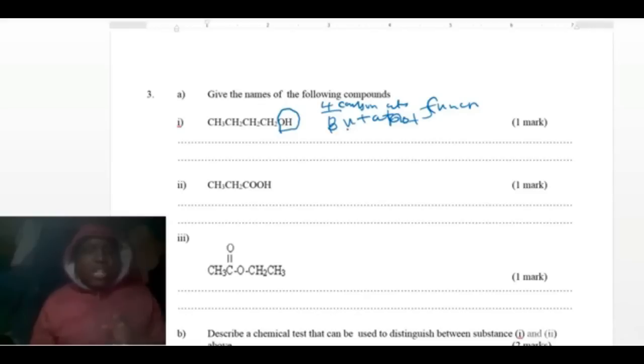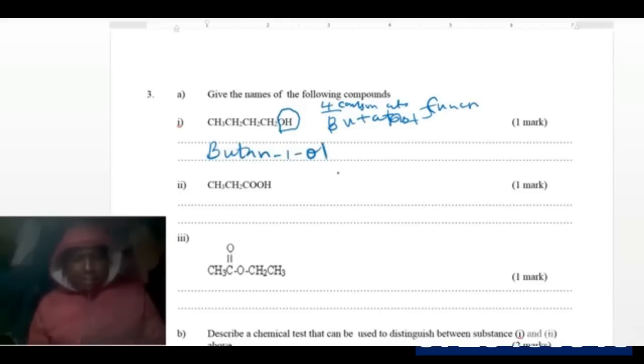So butanol is the alcohol, but is that the name? No. Look at where the functional group is. The functional group is on carbon number 1. Therefore the correct name is butan-1-ol. So butan-1-ol is the correct, perfect name for you to score the marks.